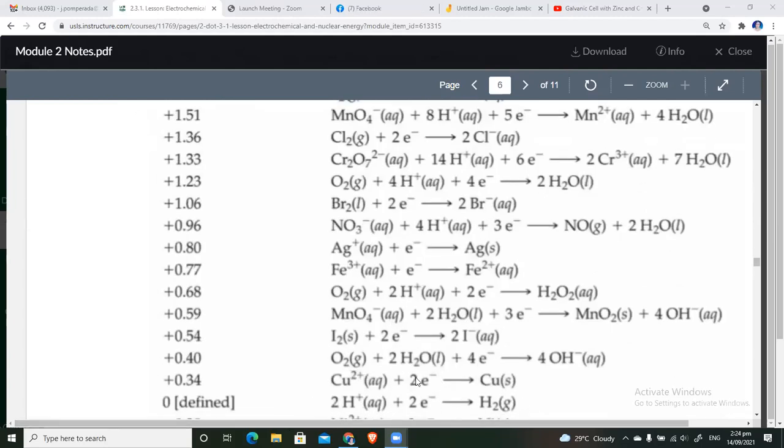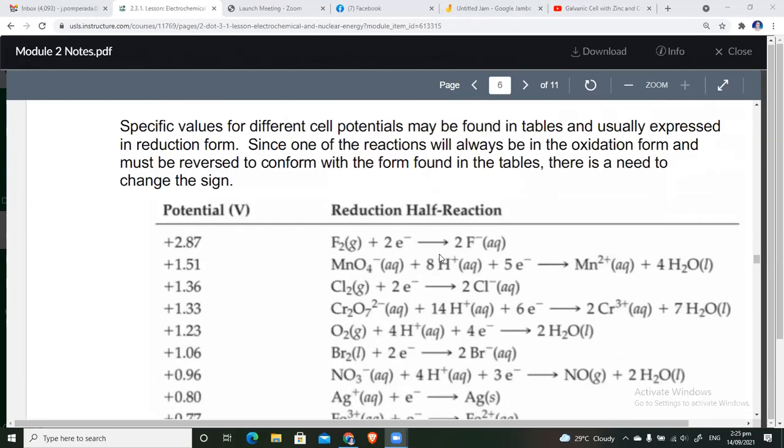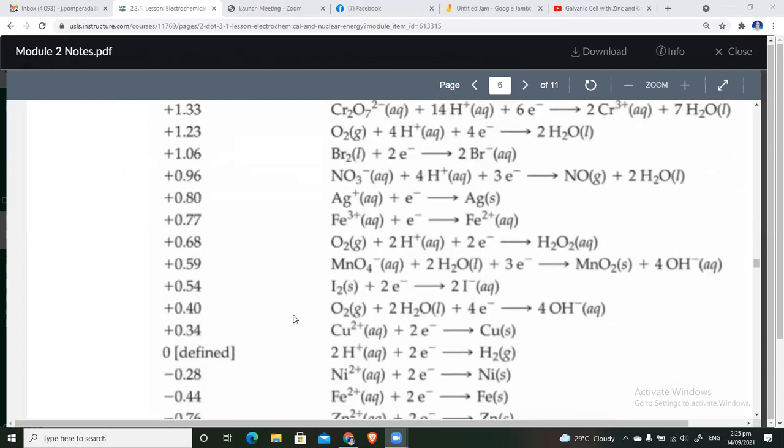For hydrogen, it is neither being reduced nor oxidized in this case, but as to its standard potential, it is said to be 0. This is the standard potential for hydrogen, to which all of these reactions are being compared. So these are all being reduced. Now, this is for the reduction reactions.